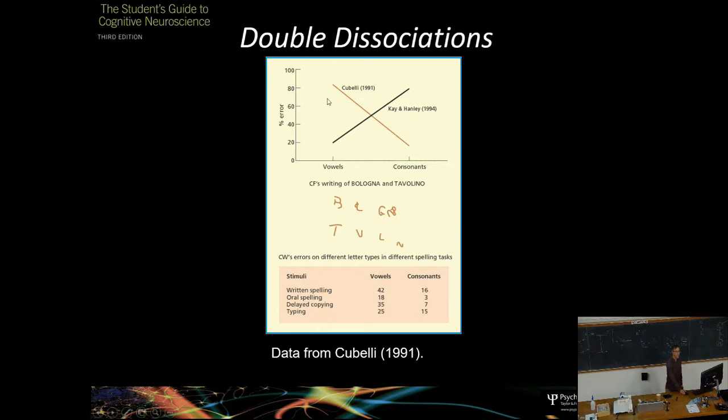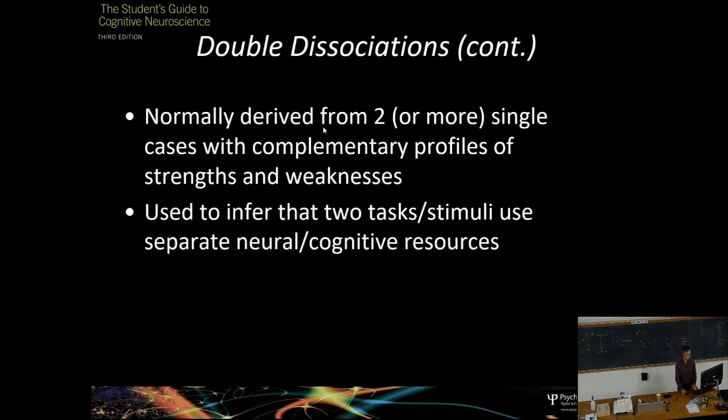But either way, the idea here is that you're reverse engineering the system. You figure out that somewhere in the brain there is something that is more involved in consonants, something that's more involved in vowels. They might not be uniquely involved in these things, but they're at least relatively specialized. So normally you would have two or more patients or patient groups and two or more tasks that show complementary strengths and weaknesses. And from this, we typically would infer that there are different mechanisms for processing this.